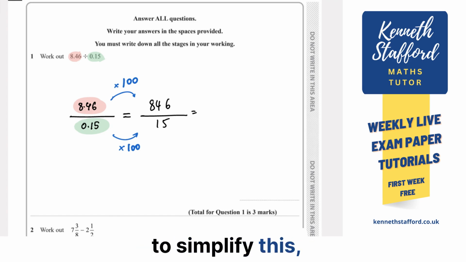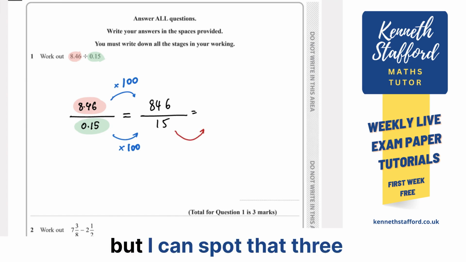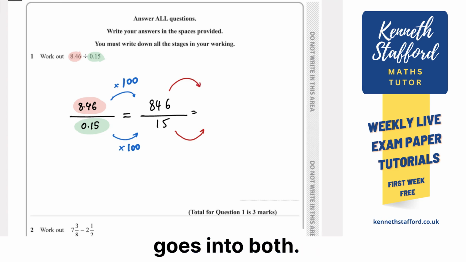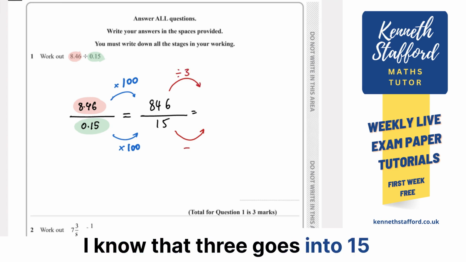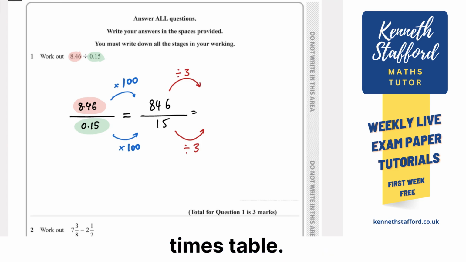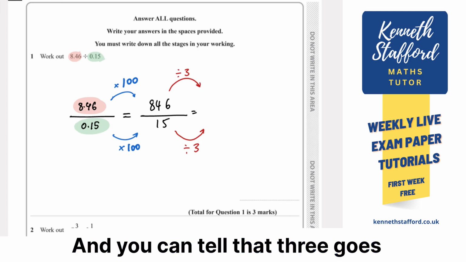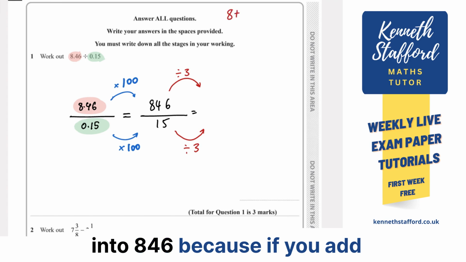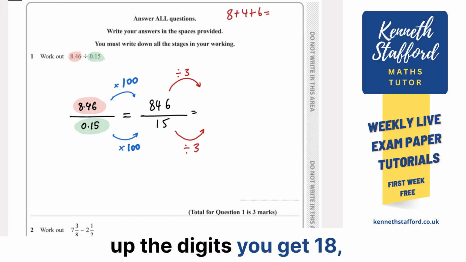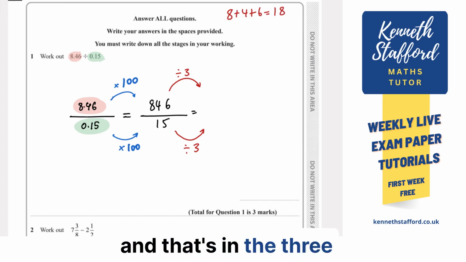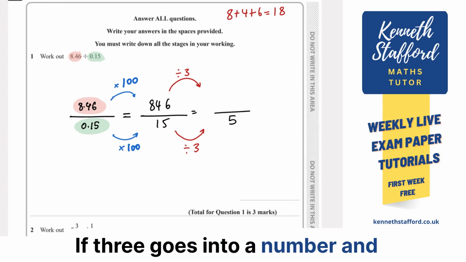And I'm even going to simplify this. I don't really want to divide by 15. I could, but I can spot that 3 goes into both. I know that 3 goes into 15 because I know my 3 times table. And you can tell that 3 goes into 846 because if you add up the digits, you get 18, and that's in the 3 times table. So that's a little trick to tell you if 3 goes into a number.